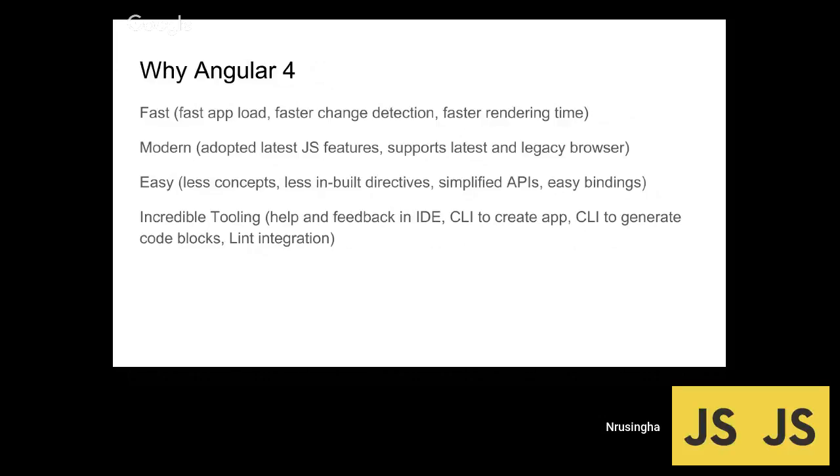And apart from that, it's making things easy also. Why easy? Because it has fewer concepts compared to Angular 1. Angular 1 had a lot of built-in directives. That is not there in Angular 4. Angular 4 has very limited directives, so you don't have to remember so many things on how to achieve something, or fall back to the documentation every time you want to try something out. There are very few concepts, very few built-in directives, simplified APIs to connect with, and easy bindings. These are the things which make Angular 4 easy compared to its previous version.